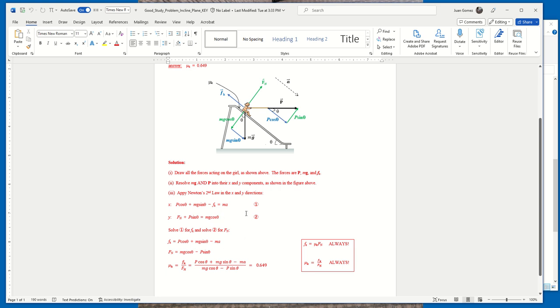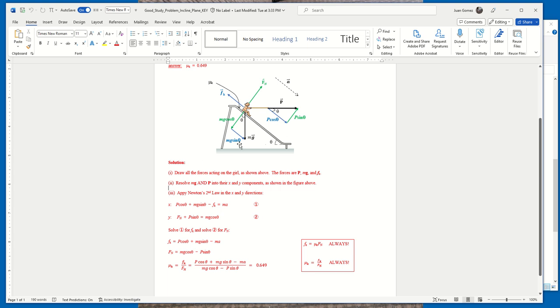The other way you could write it, which I don't know that it really matters, is Fn plus P sine theta minus mg cosine theta equals 0. But to me, I just look at this figure. Hey, there's no acceleration in the y direction. Therefore, Fn plus P sine theta must equal mg cosine theta. That's equation 2. Now let's apply Newton's second law in the x direction.